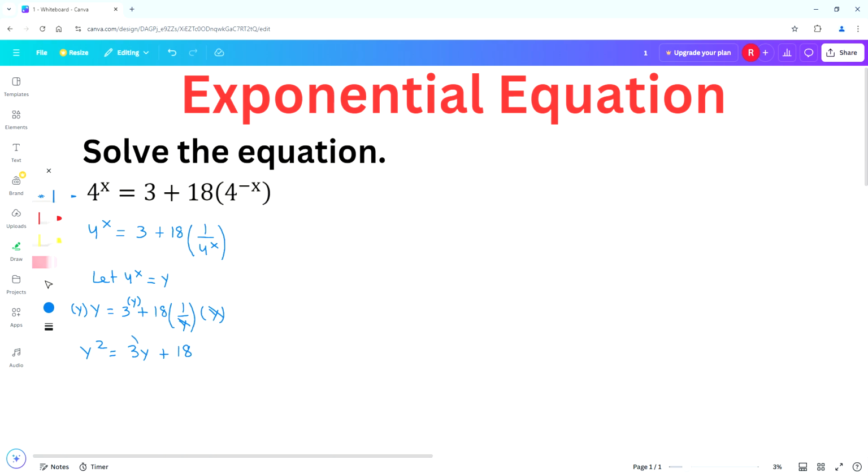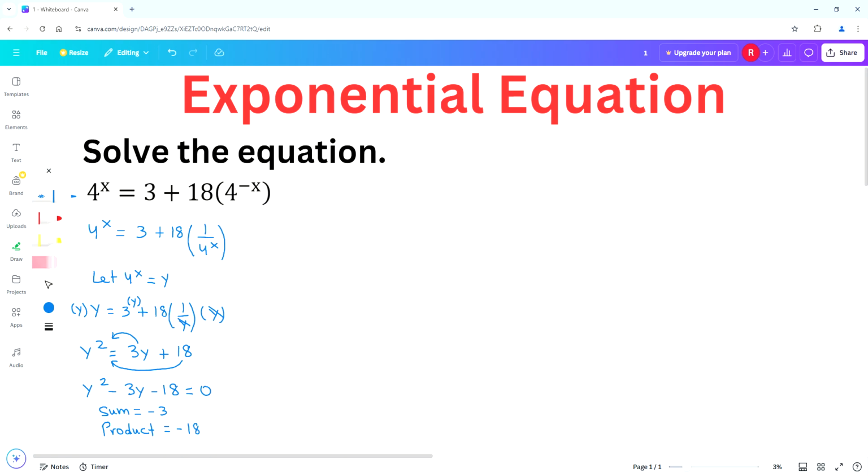We should move 3y to the left side of the equation. It will become negative 3y. And then we should move 18 to the left side of the equation and it will change to negative 18. We can factor this equation using simple trinomial factoring. We have to find two numbers whose sum is negative 3, the coefficient of y term, and product is negative 18.